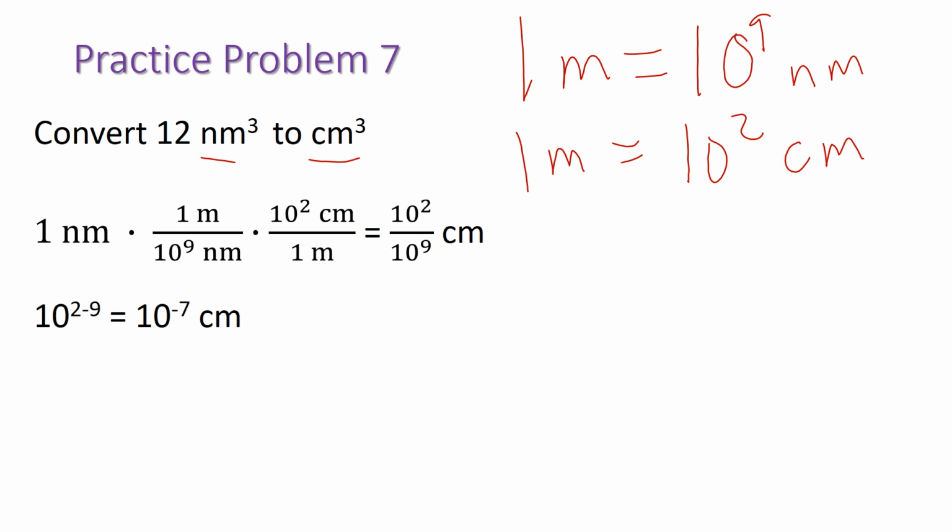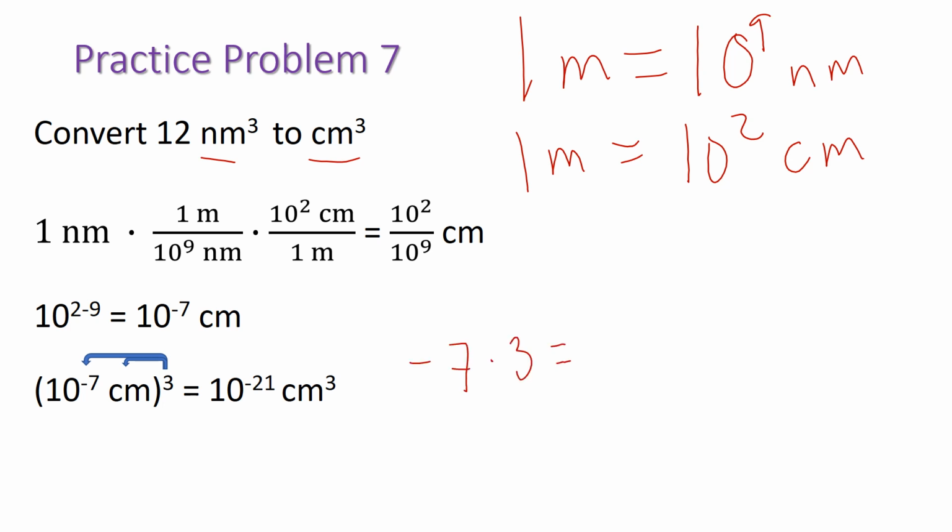We need to go to cubic measurements. So what do we do with this 10 to the minus 7 centimeters? We cube it. That's right. You distribute to the exponent, negative 7 times a 3, and you distribute. That's centimeters to the third. So this becomes 10 to the negative 21 centimeters cubed. Notice negative 7 times a positive 3 is in fact negative 21.